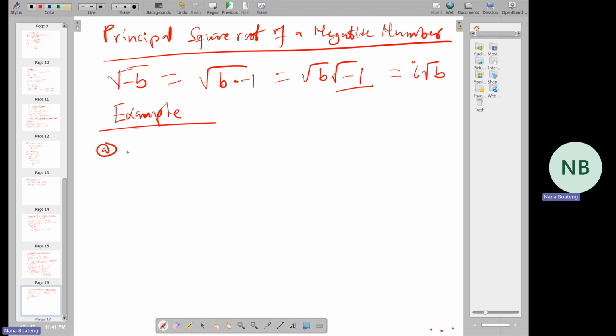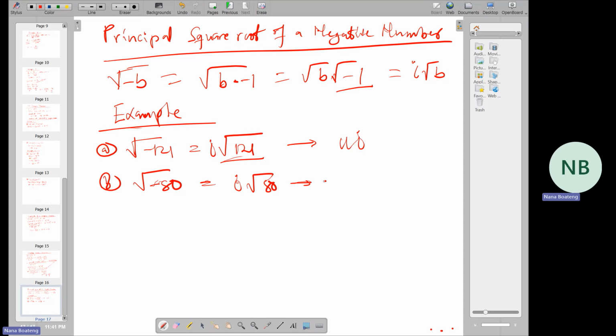The square root of negative 121 is equal to i times the square root of 121. The square root of 121 is 11, so this becomes 11i. And b, the square root of negative 80 is i square root of 80, which becomes i square root of 16 times 5, which becomes i square root of 16 times square root of 5. And this becomes 4i square root of 5.